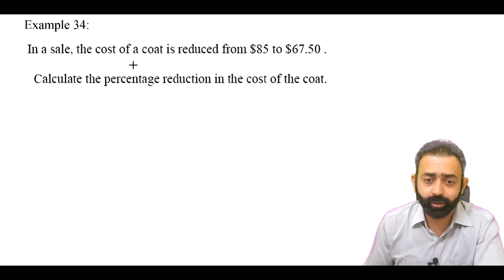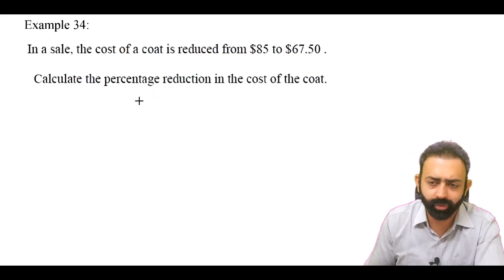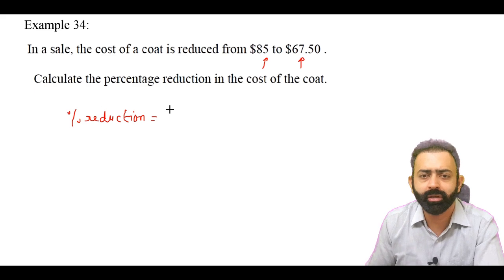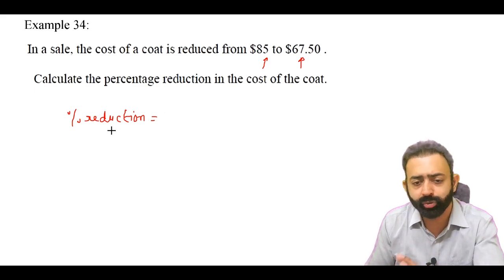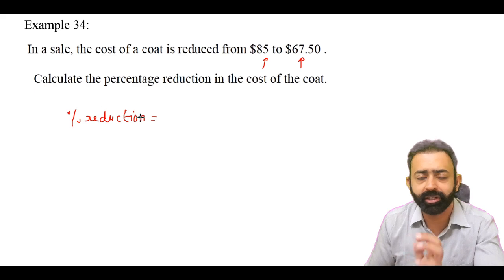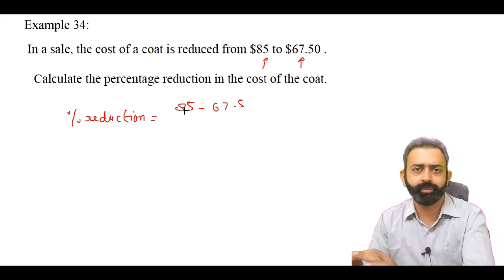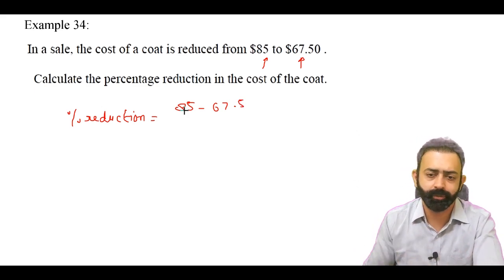Next, in a sale, the cost of a coat is reduced from 85 to 67.5. Calculate the percentage reduction in the cost of the coat. Okay, now this time the initial value is 85, the final value is 67.5. So percentage reduction is equal to final value minus initial value. This will come out to be negative since we have used the word reduction. So this reduction has to be positive. We can subtract from 85, just like we subtract selling price from cost price if you are making a loss.